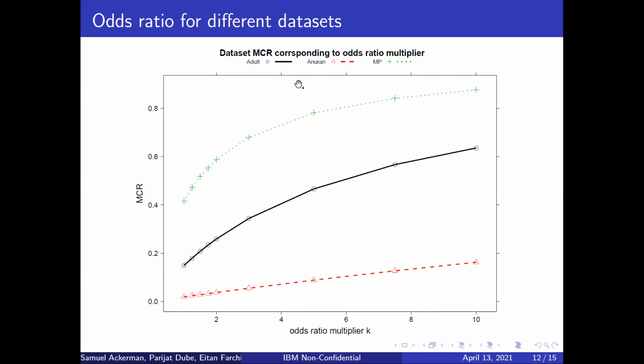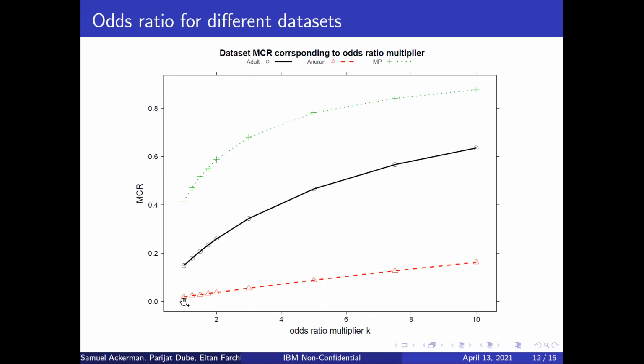We have 3 data sets that we tested in our paper. Adult, the black, Uneron, the red, and MP, the green. The odds ratio here, from 1 to 10, is shown on the x-axis. The y-axis is the resulting MCR. You'll see for k is 1, this shows the initial MCR for each data set. And they tend to differ quite a bit.